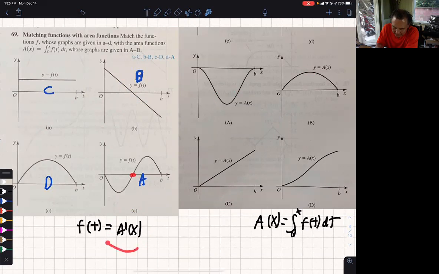Watch this. Here, this is A prime, it goes from negative to positive. That means there's a relative min there. Which one has a relative min there? That one does. So a lot of things match up. It's not just one way to do that.